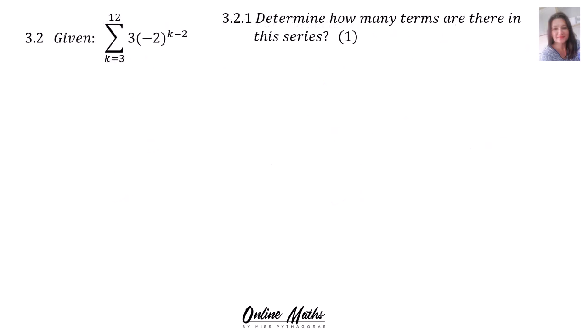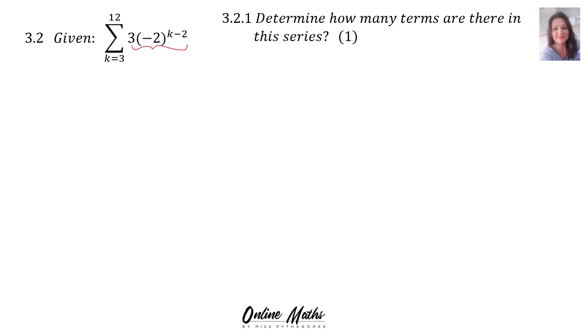3.2, given, and then you find a sigma, and this is the little general term that we're going to use to find our series for this sum or sigma. Number 1 says, determine how many terms are there in this series.